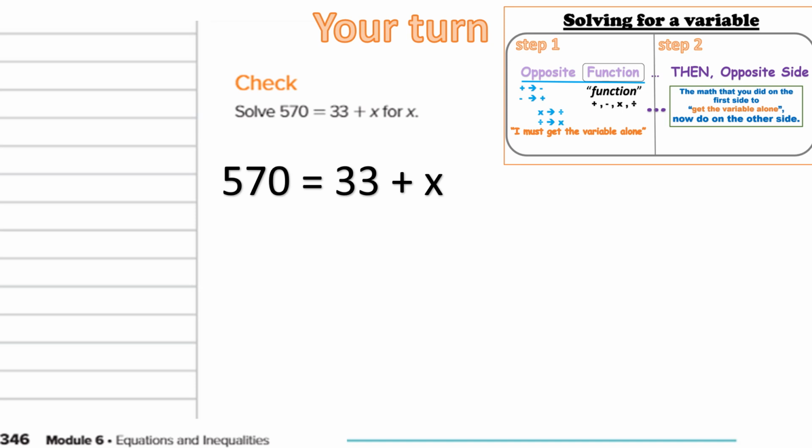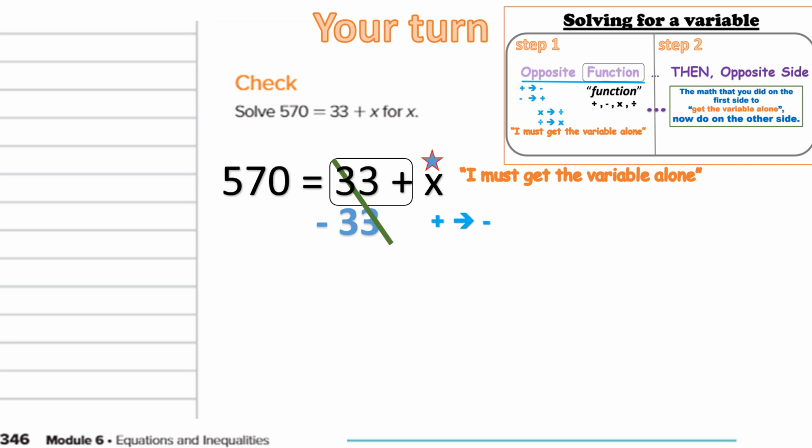So hopefully you have an answer for x. The first thing you did was you said, well, I have to get my variable alone. My variable in this particular math problem is the x. Then I'm looking at the x and asking, well, what am I doing to the x? I'm adding 33. Now, how am I going to get rid of the adding of 33? I have to do the opposite function, right? I have to do the inverse operation. The opposite of addition is subtraction. So you're going to subtract 33. Once again, that just cancels this out.